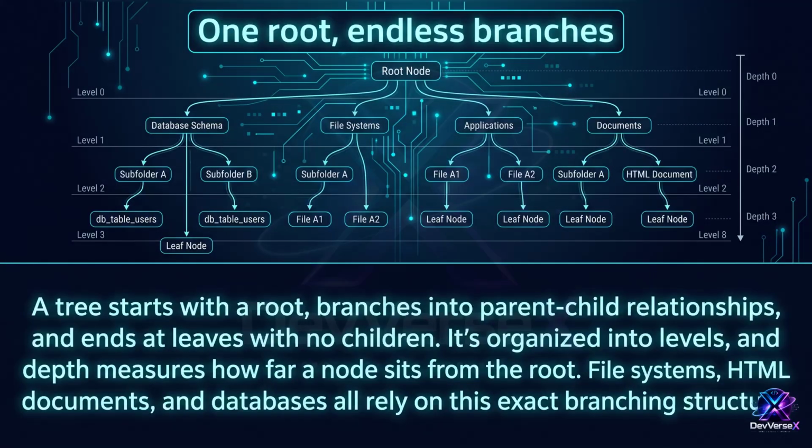A tree starts with a root, branches into parent-child relationships, and ends at leaves with no children. It's organized into levels, and depth measures how far a node sits from the root. File systems, HTML documents, and databases all rely on this exact branching structure.